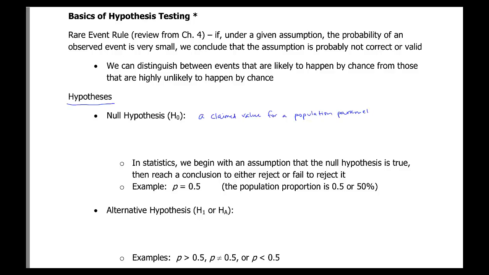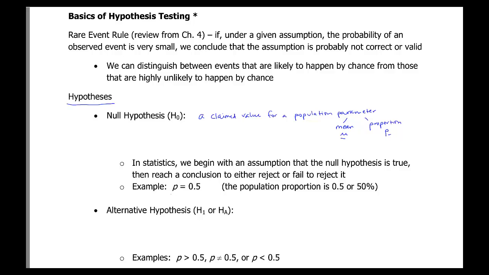And by parameter, we could be talking about a mean or a proportion. The symbol for the population mean is mu. The symbol for the population proportion is p. So this is going to be some value that perhaps we're trying to disprove or test to find out if it's an acceptable claim or not. So we begin with the assumption that it's true, and then we're going to reach a conclusion, and we will either reject the null hypothesis or fail to reject the null hypothesis.